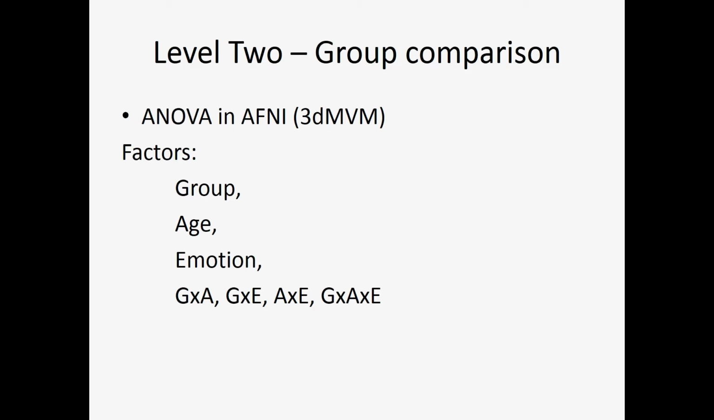For this thing, we did an analysis of variance using this thing called 3D MVM. There are several different functions within AFNI that you can use. This is probably the most flexible one to do an analysis of variance. So for this particular case, we have our two groups. We have our epilepsy group, our control group.